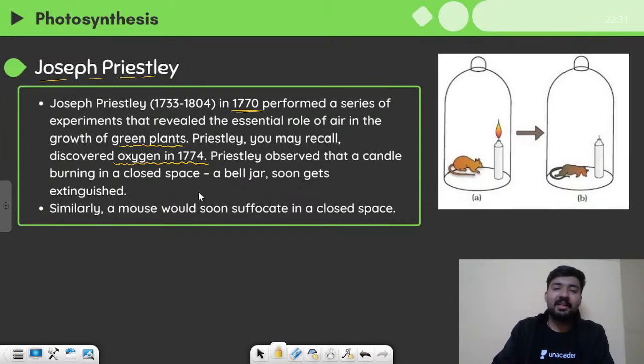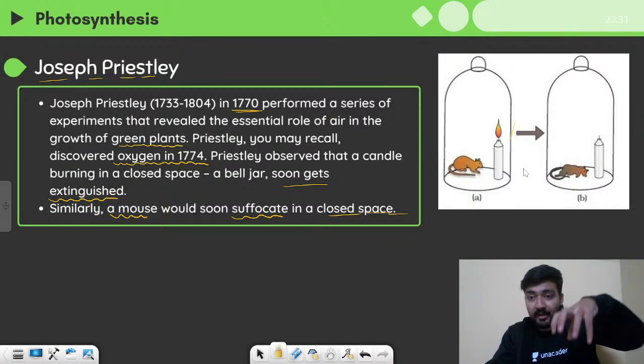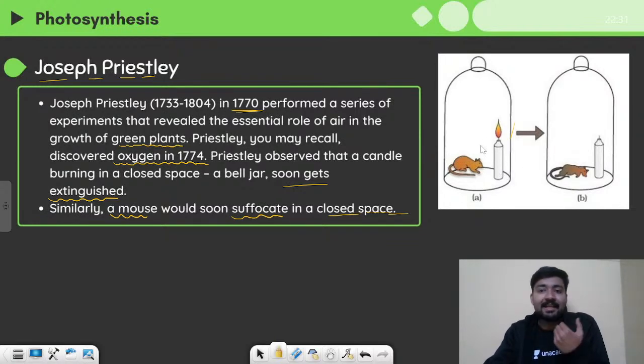So, what were the experiments that he conducted? Priestley observed that a candle burning in a closed jar, like this is the closed jar, and if we have a candle burning inside it, it soon gets extinguished, right? So if you only have the candle in the jar, it will soon extinguish. Similarly, if we have a mouse, it would soon suffocate in the closed place and it can die, right? So all these things undergo changes when they are placed in a closed jar. The candle extinguishes and the mouse dies, right? So how is it happening?